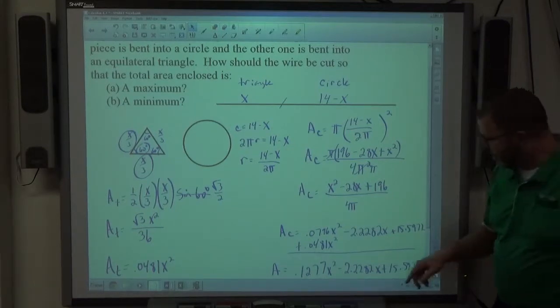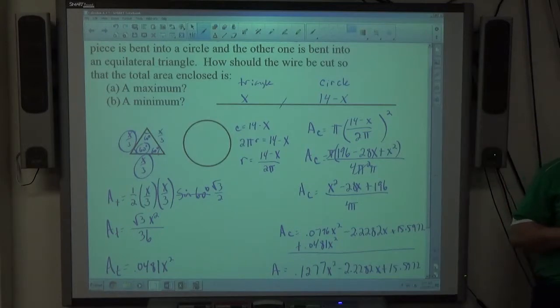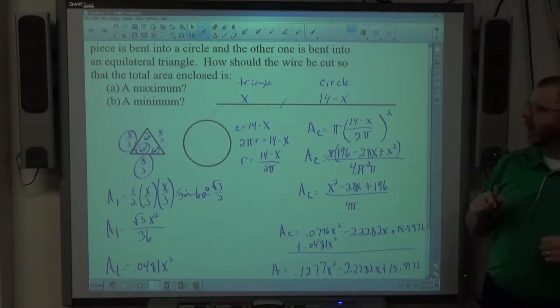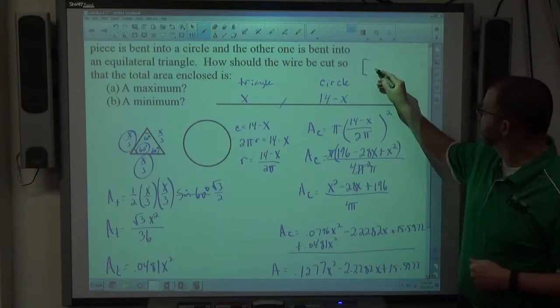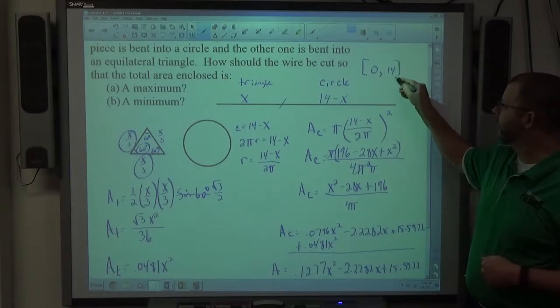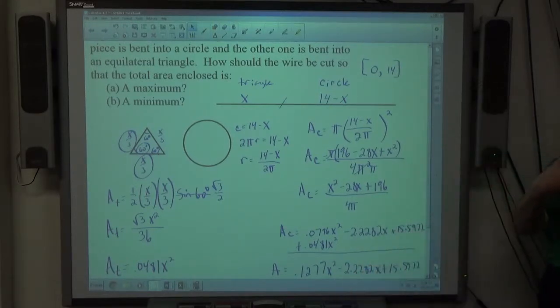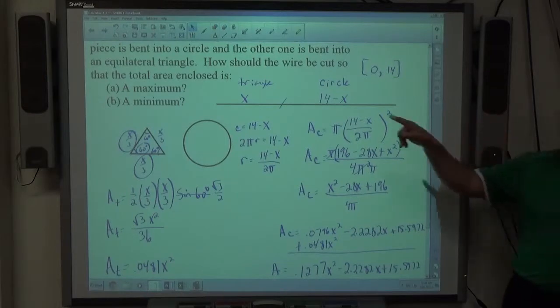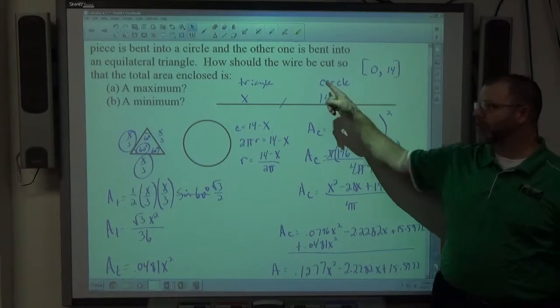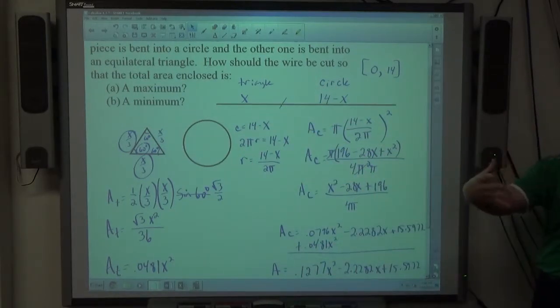Up till now we've had pretty much no intervals of consequence, right? We started at 0 with a parenthesis up to infinity usually. This one actually has a specific interval for x. X's smallest value is 0, and x's largest value is 14. If x equals 0, that means we don't have a triangle, we only have a circle. If x equals 14, that means we don't have a circle. So we have the ability to make just a triangle or just a circle by zeroing one of those things out, right?